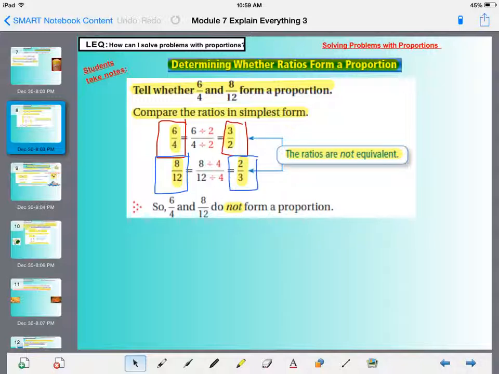So these 6 to 4 and 8 to 12, by comparing the ratios in simplest form, show that they do not form a proportion because the ratios are not equivalent.